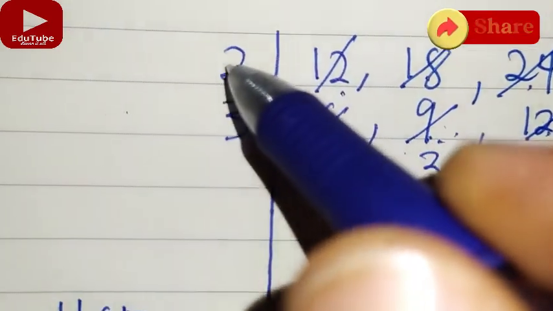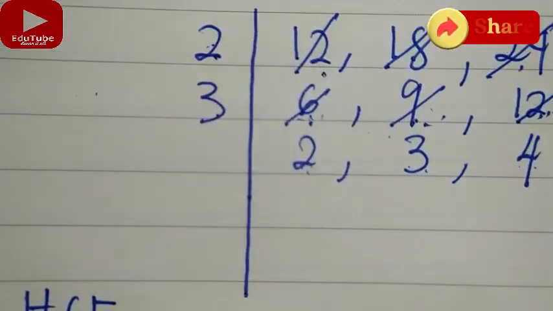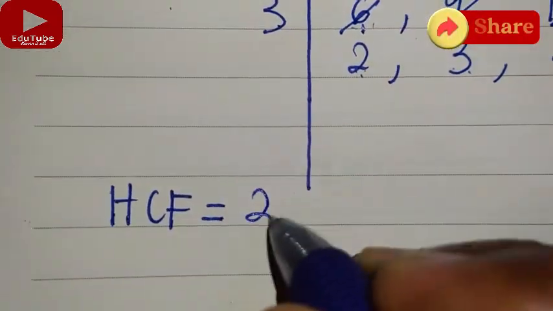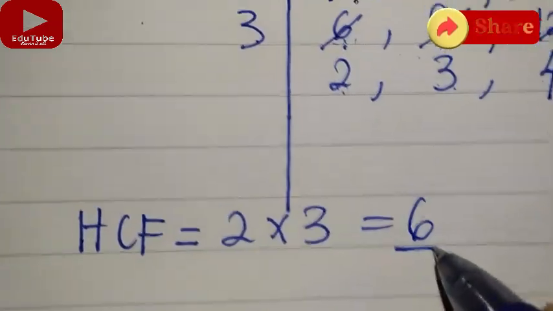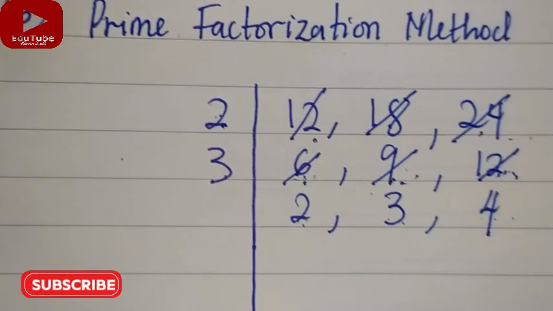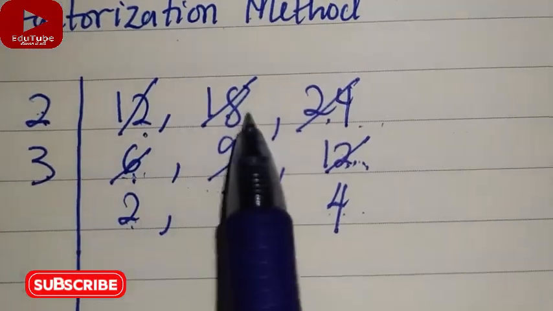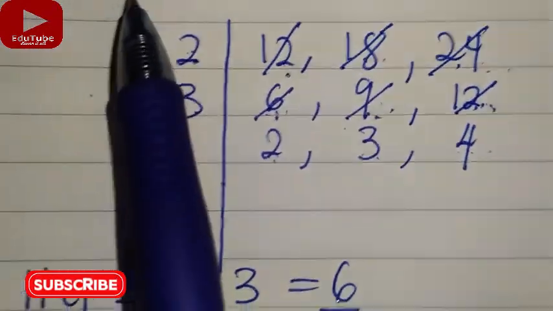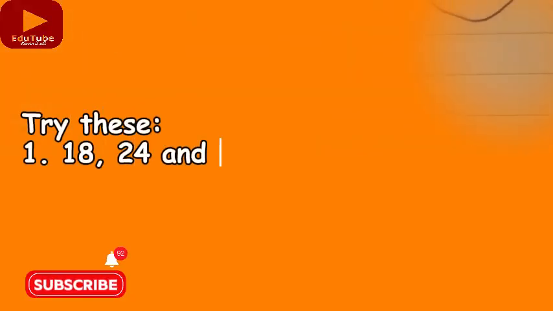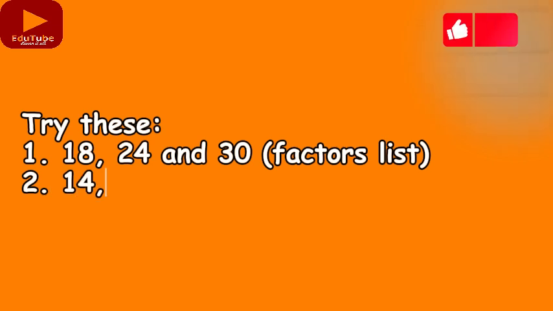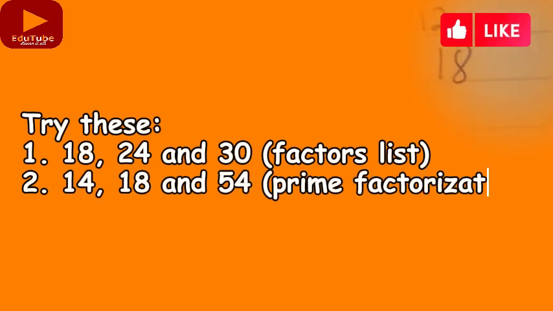So our prime factors are 2 and 3. So we'll write them out: 2 times 3, and that will give me what? 6. So 6 is the highest common factor of 12, 18, and 24 using the prime factorization method. So that is the end of finding the HCF using the prime factorization method and using the factors list method.